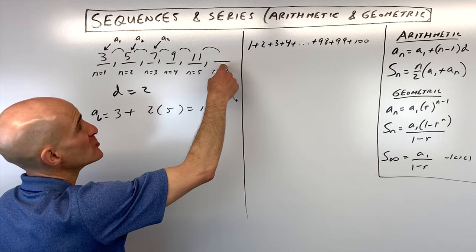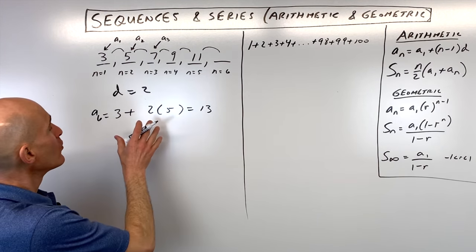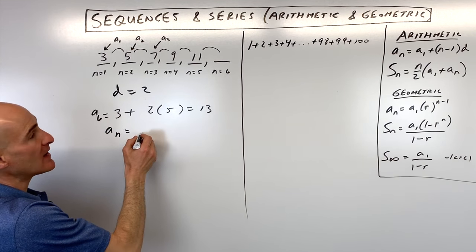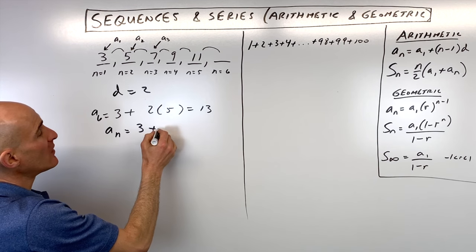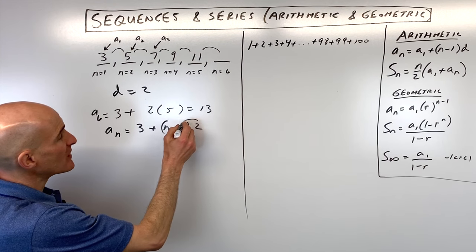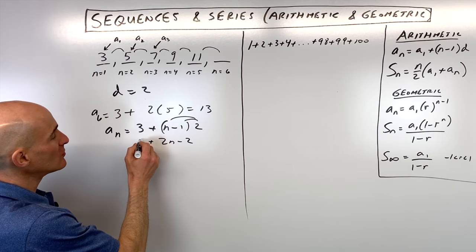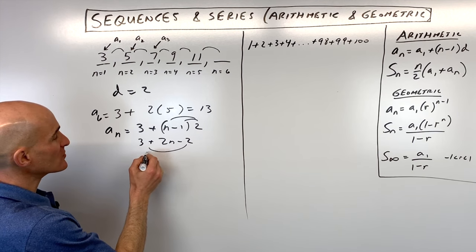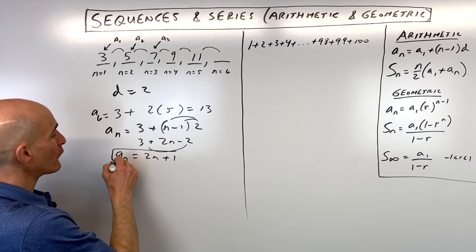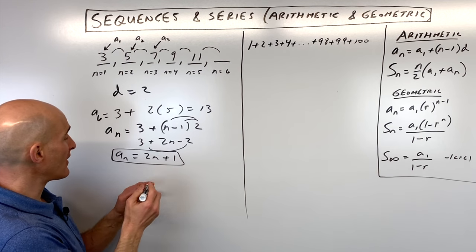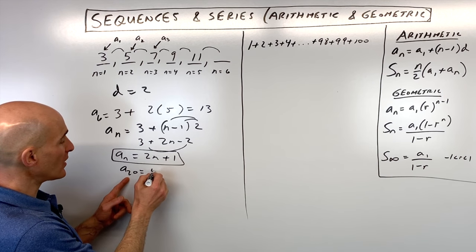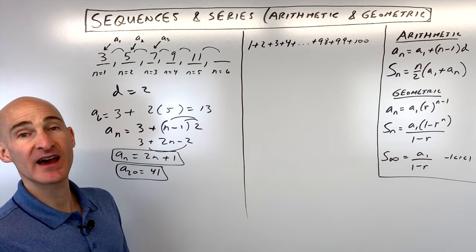Well, instead of having to add 2, add 2, add 2 until you got to the 20th term, we could write a formula or a rule to find that. So let's go ahead and do that. So a sub n equals a sub 1, which is 3, plus n minus 1 times d. D is our common difference. Let's simplify this by distributing the 2. So we get 2n minus 2 plus 3, and let's combine like terms. So 2n plus 1, because negative 2 plus 3 is 1. And so now we have a formula or a rule for finding any term. If we want to find that 20th term, we're just going to put in 20. 2 times 20 is 40, plus 1 is 41, and it takes you right to that term.